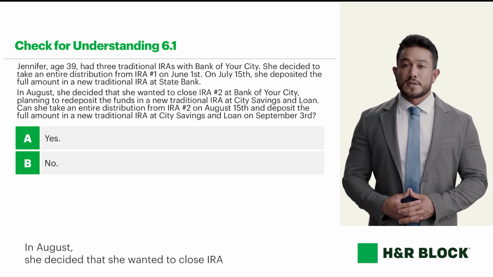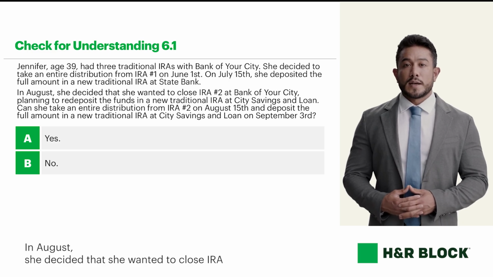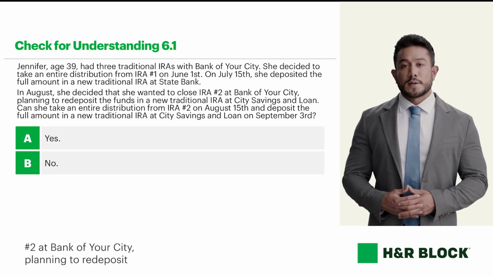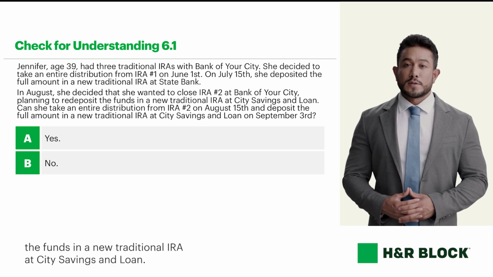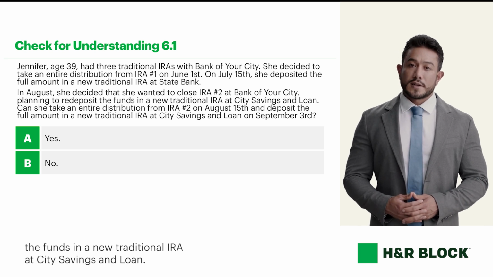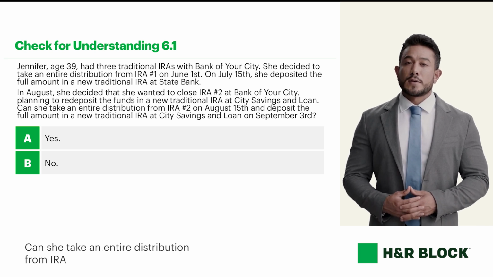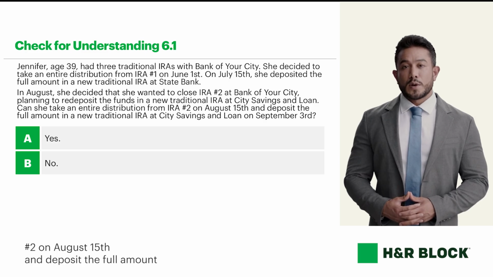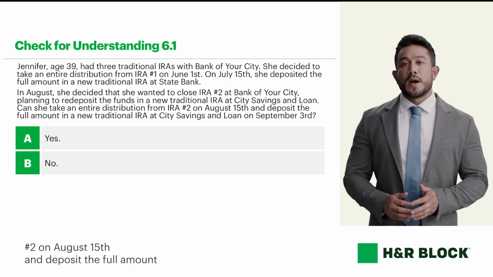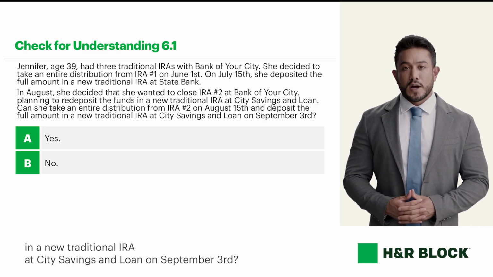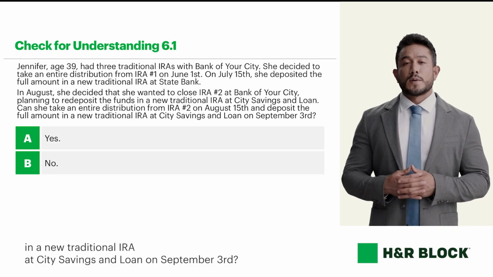In August, she decided that she wanted to close IRA number 2 at Bank of Your City, planning to redeposit the funds in a new traditional IRA at Citi Savings and Loan. Can she take an entire distribution from IRA number 2 on August 15th and deposit the full amount in a new traditional IRA at Citi Savings and Loan on September 3rd?